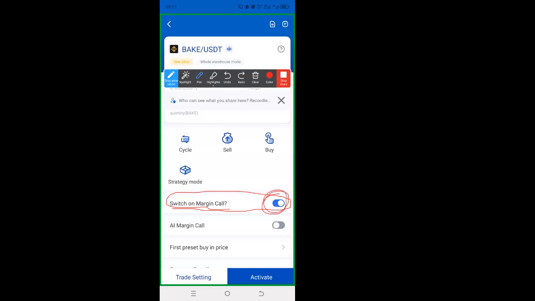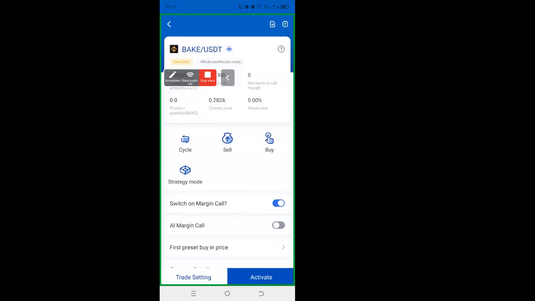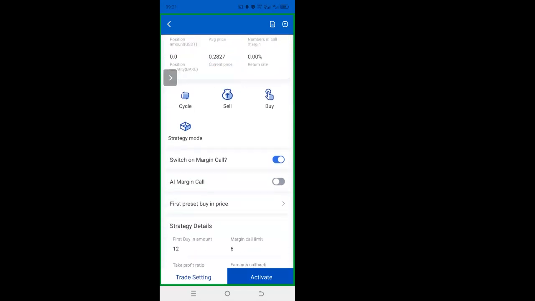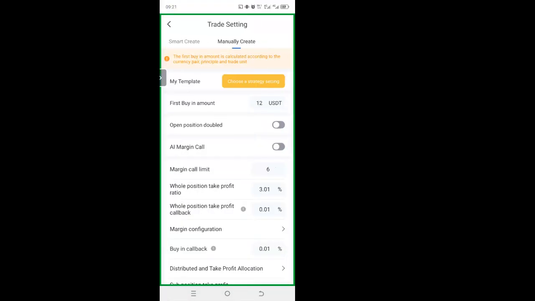That means the setting you're going to use in feel free to create your own strategy is what the robot is going to use. But as you are setting your trade here, come to your trade setting. Make sure you put your AI margin call off. Come to your trade setting here. Now, when you reach here, this is where you are going to apply the strategy you have been setting.